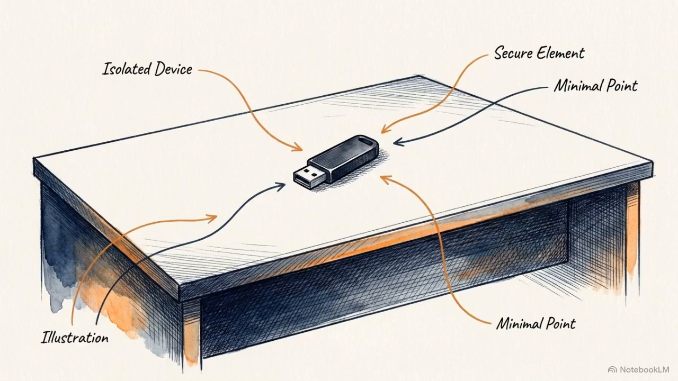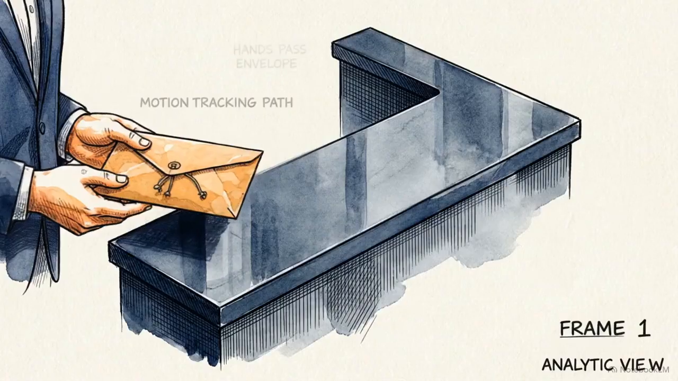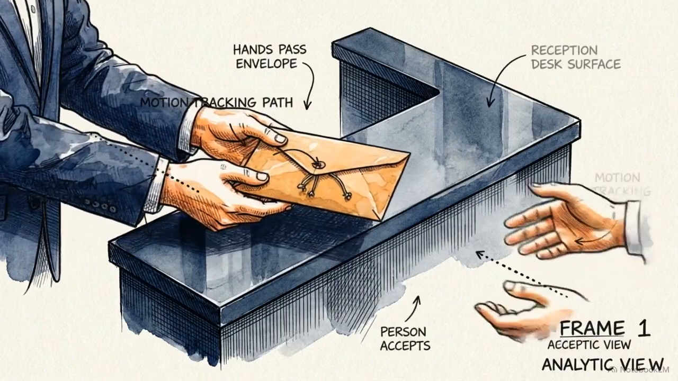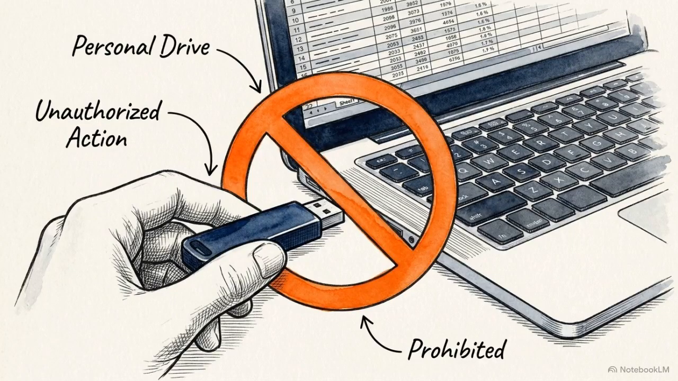Step 3 is report. If you find a physical device, isolate it immediately. Place the hardware inside a small envelope or container so no one else picks it up. Take that secured device and hand it directly to an authorized member of your IT or security team. Avoid the secondary risk of attempting to bypass this process by copying company data onto your own personal unapproved storage devices to finish your work.